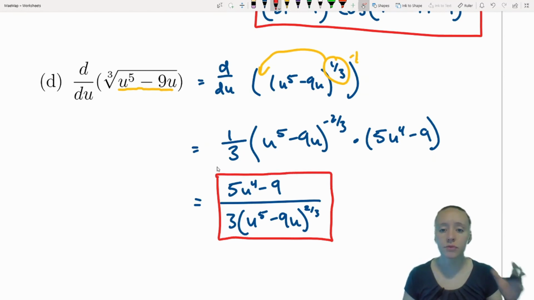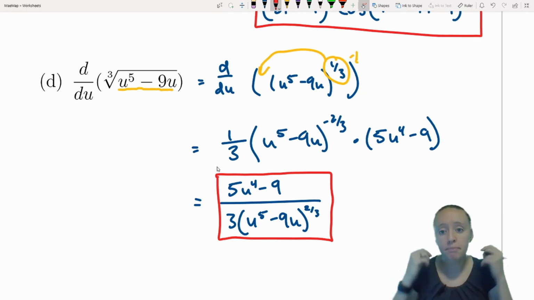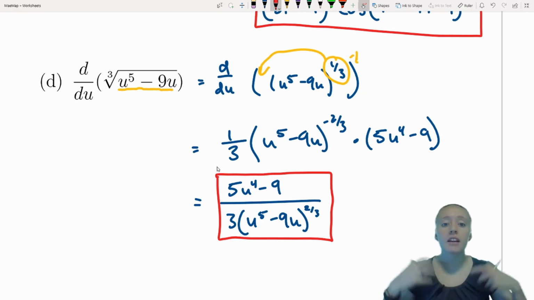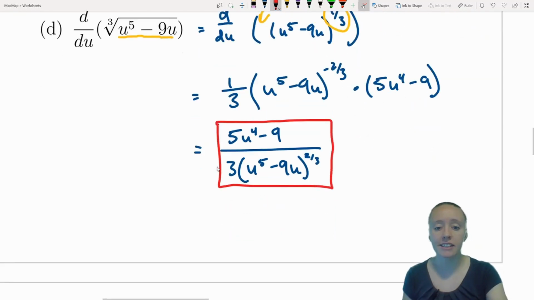Now, for these 4 quick examples, we were mostly dealing with a single composite, so f of g of x. But what if we have f of g of h of x? What if we have f of g of h of q of x or p of x? What if we have multiple functions within other functions? Well, we're going to get into some examples of those next.